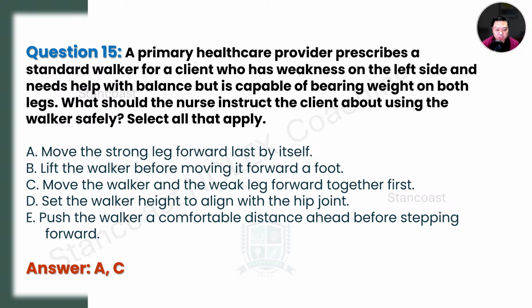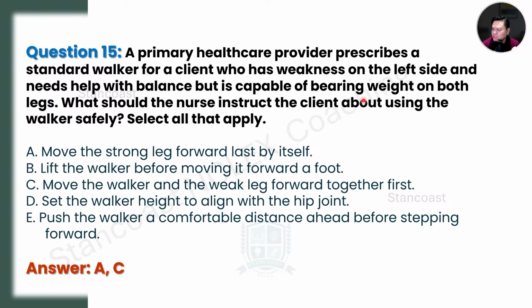Because when you're doing this, this will allow the affected leg to bear weight while providing support through both arms on the walker. So this will also ensure much more balance and safety. Now, if you selected letter C, move the walker and the weak leg forward together first, it will allow the patient to bear weight on the affected leg, and it will also promote stability and reduce the risk of falls.